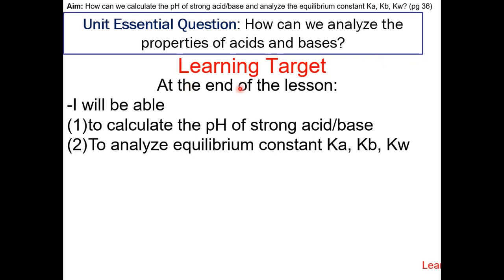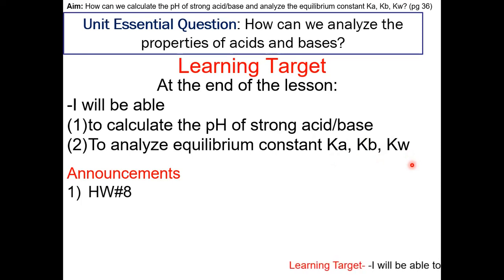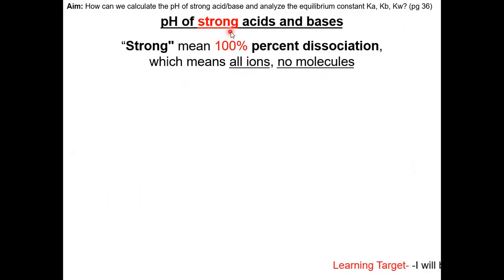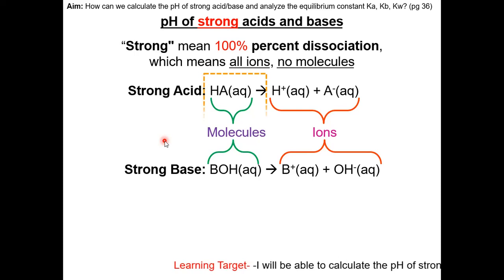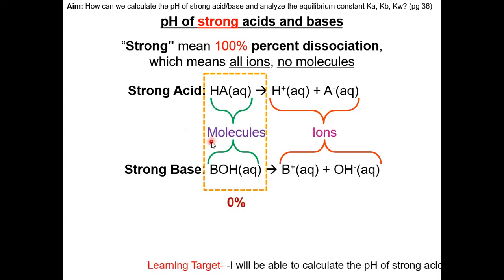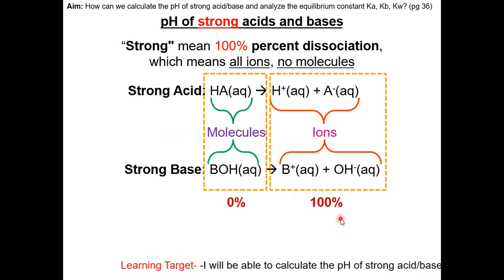Learning target. At the end of the lesson, I will be able to calculate the pH of a strong acid and a strong base, and to analyze the equilibrium constants Ka, Kb, and Kw. Homework is number 8. For strong acids and strong bases, strong means 100% dissociation, which means all ions and no molecules. A strong acid and strong base will completely ionize in solution. Therefore, all the molecules dissociate into ions.